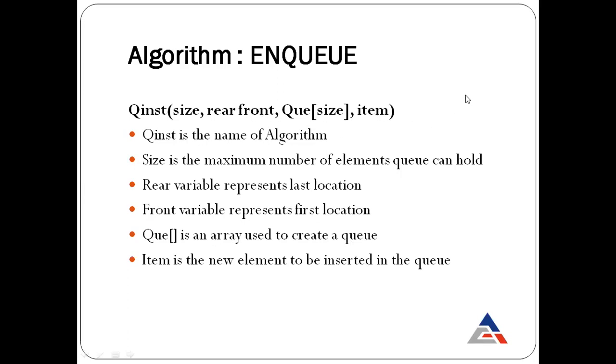So I have given a very brief introduction about my algorithm, the meaning of each and every word and why I have used it here. QINST is the name of the algorithm. Size is the maximum number of elements that I can enter in my queue. Rear is the variable that represents the last location. Front is the variable that represents the first location. QUE is the name of the array that I have used to create the queue. And ITEM is the name of the new element that I want to insert at the rear location of the queue.